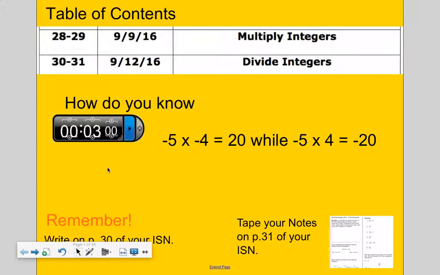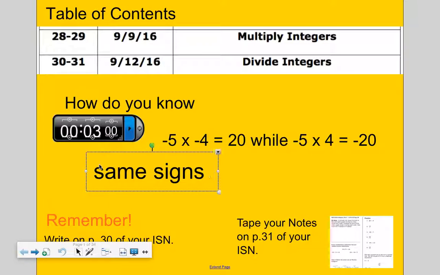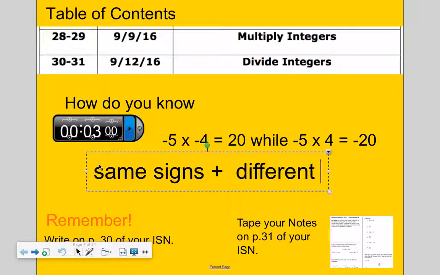So some people memorize it as this. If the same signs, positive. If different signs, negative. These two have the same sign, positive. These have different signs, so the answer has to be negative.